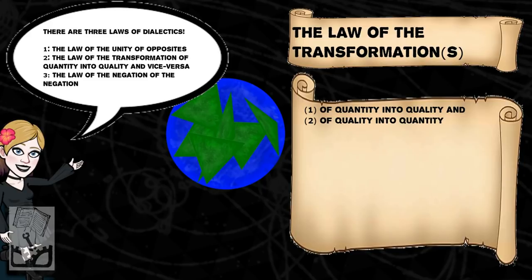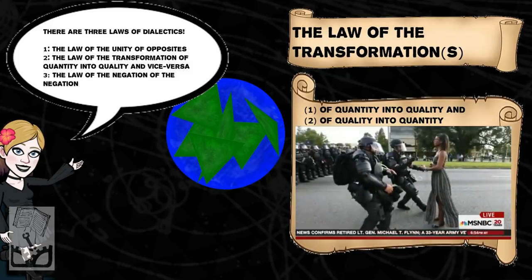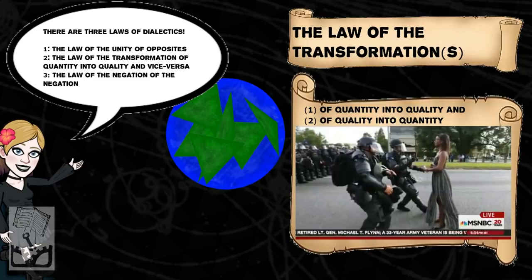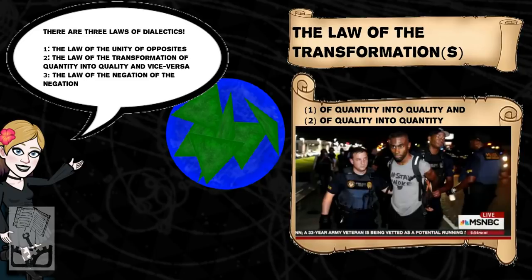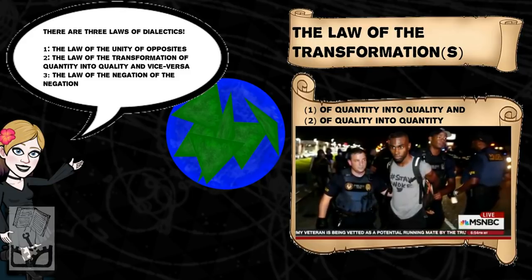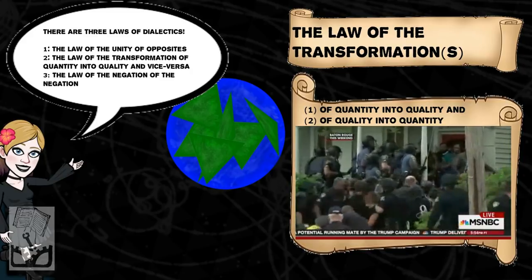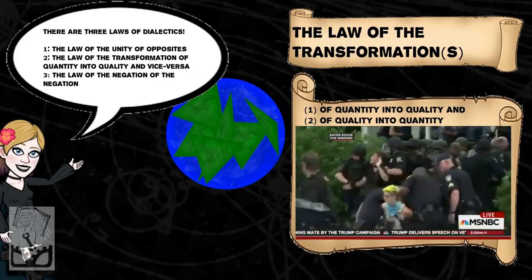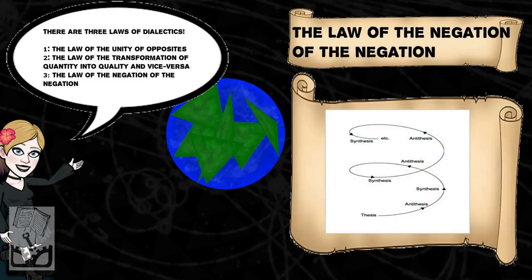The second component is the law of the transformation of quality into quantity. An example of this is how social movements grow. Take, for instance, the protests against police killings of young black men in Ferguson and Baltimore. They began as local struggles for justice and accountability, quality, but soon spread across the entire country, quantity, as an indictment of the racist policing institutions intrinsic to the structure of the U.S. state. The third law is that of the negation of the negation.